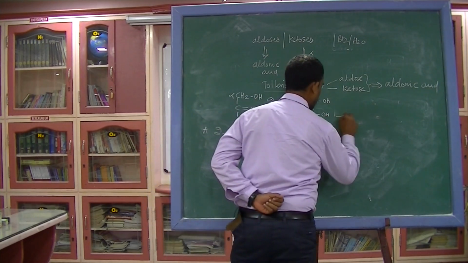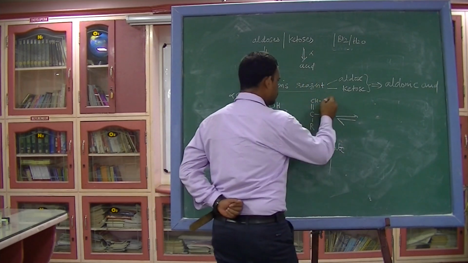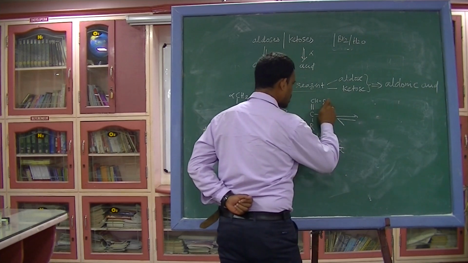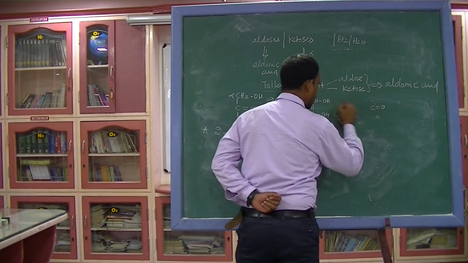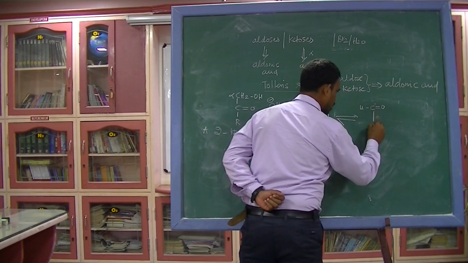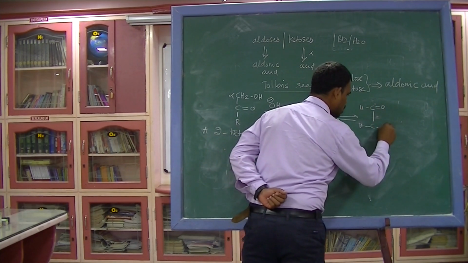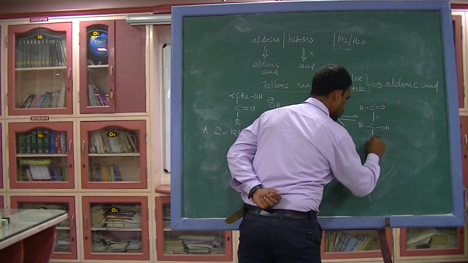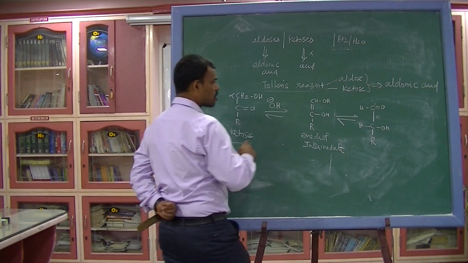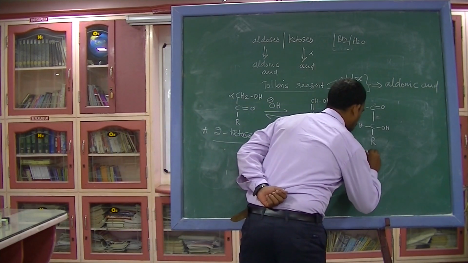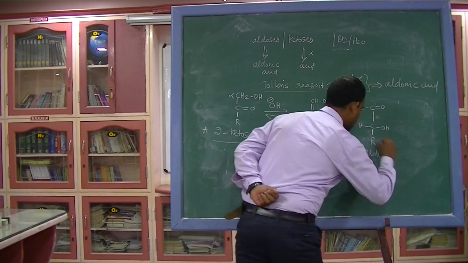Now again this hydrogen will shift here, so you will get the aldehyde, HOH, and this is all. So in the presence of basic medium, the ketose gets converted into aldose. This is the most important thing.